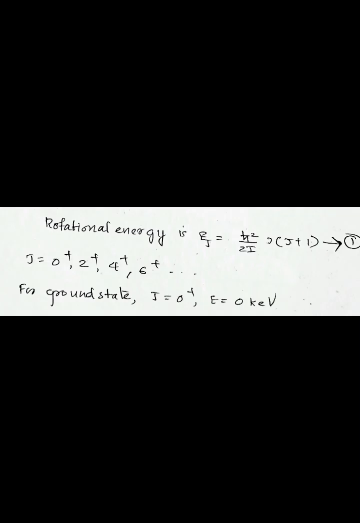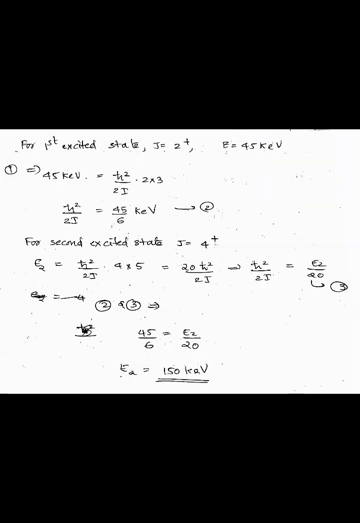Here we know that E_J = (h-bar squared by 2I) into J(J+1). This is equation number 1. And here J = 0 plus, 2 plus, 4 plus, 6 plus, etc. For the ground state, J = 0 plus, that is E = 0 keV. And for the first excited state, J = 2 plus, and it is given that here E is equal to 45 keV.